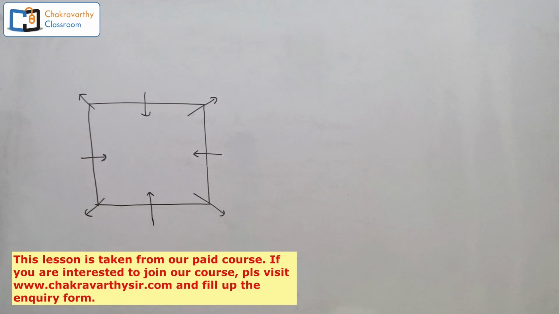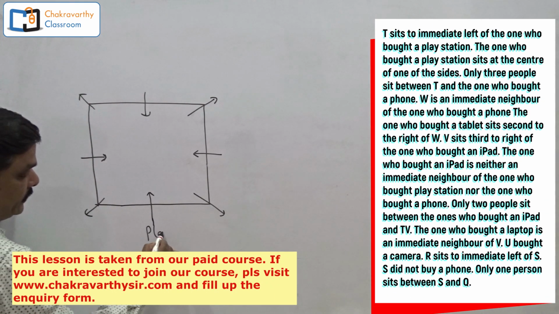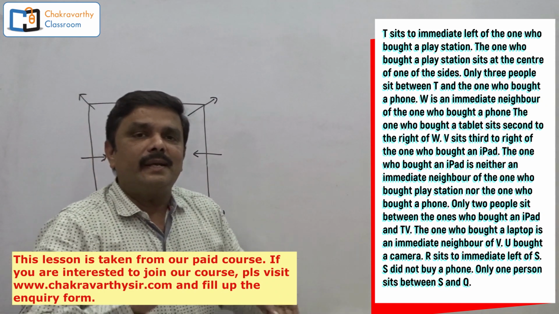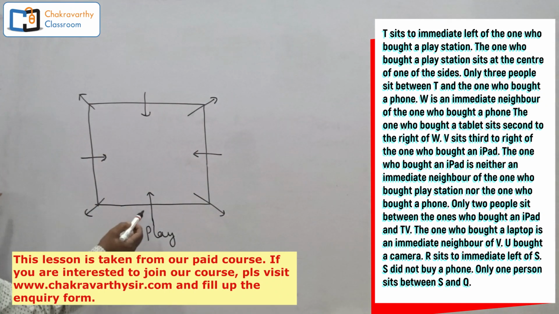Facing inside, center. I am taking this person as the person who bought a PlayStation. I am writing PlayStation. T sits immediate left of that person. Isn't it left? Yes. T sits immediate left of the person who bought the PlayStation. This place I am giving for T. Now this is T. I am confirming this one by rounding it up.